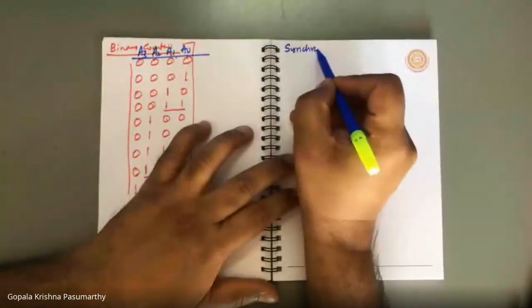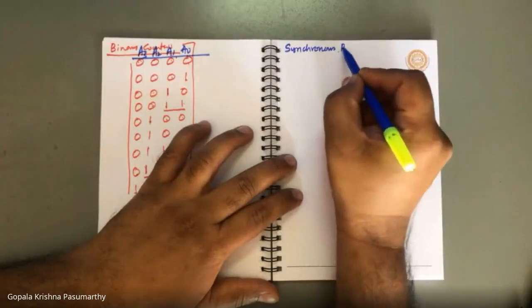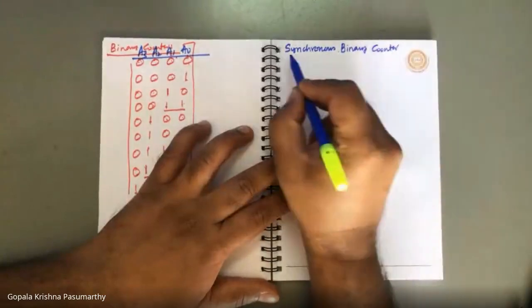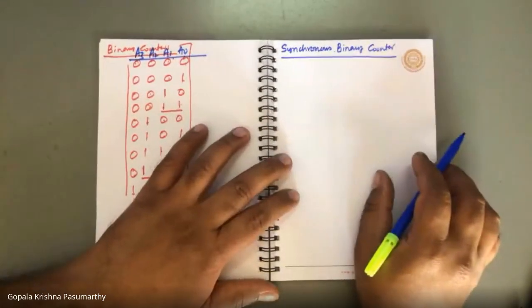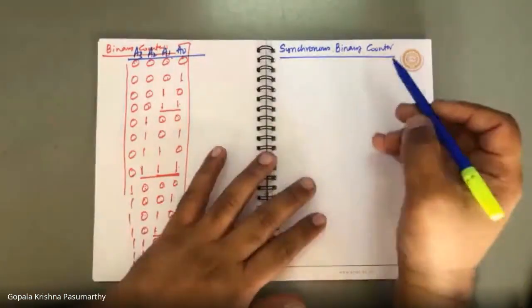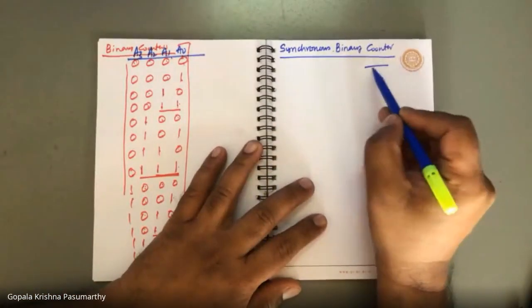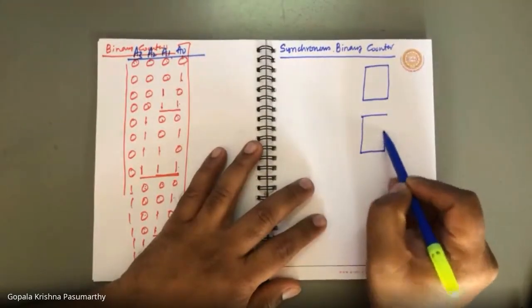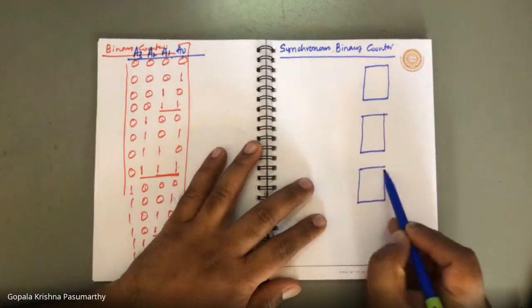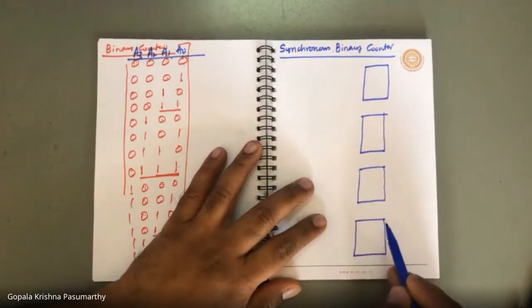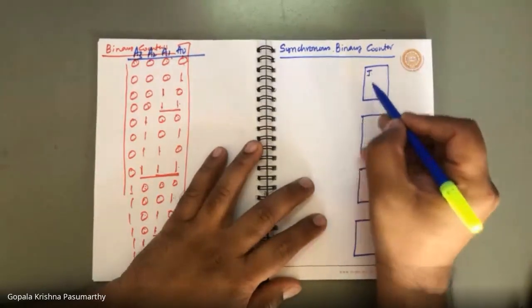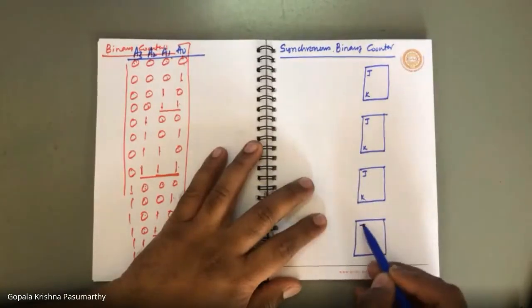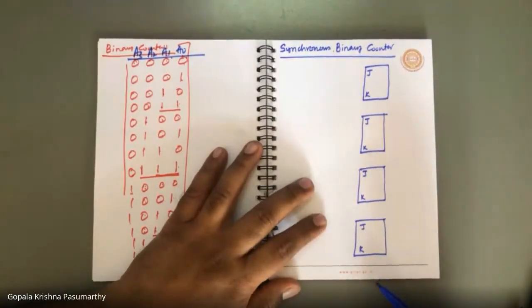Now see, from these deliberations, I am going to design the synchronous binary counter. I have been using 1, 2, 3, 4 flip-flops, all flip-flops of type JK only.